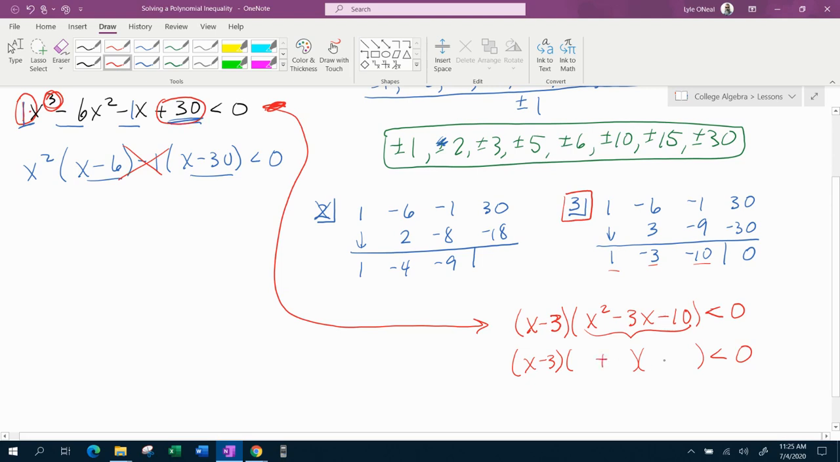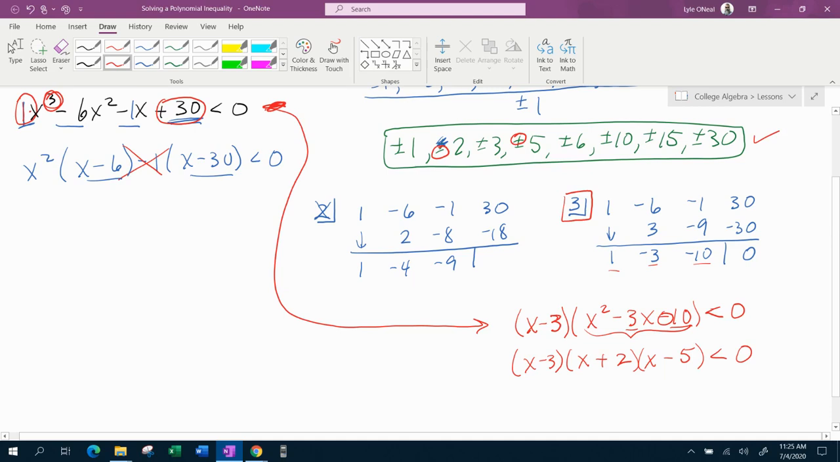Minus makes the signs different, x and x. And are there numbers that multiply to make 10 that subtract and make 3? Yes, there are, 5 and 2. And I do want you to notice that as solutions, this would be negative 2 and positive 5, which are also in my list of possible rational zeros.